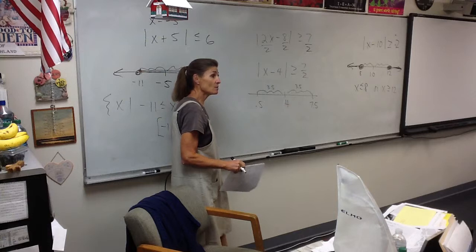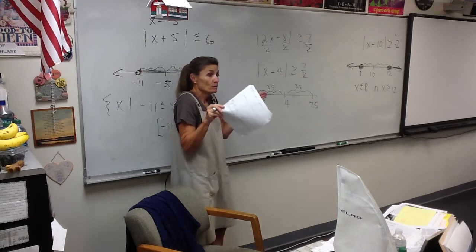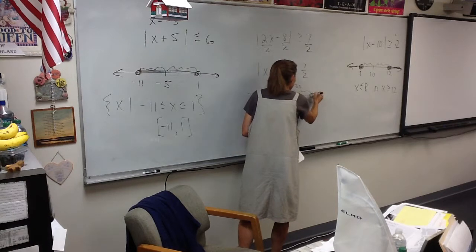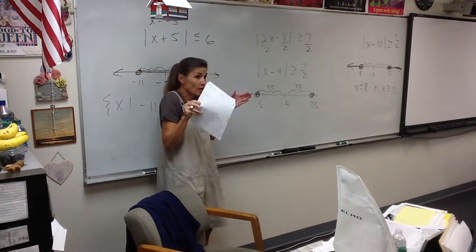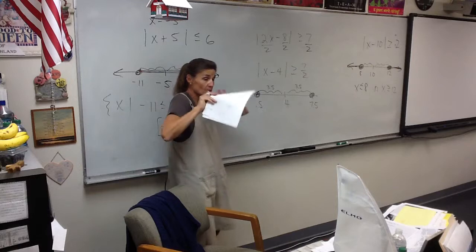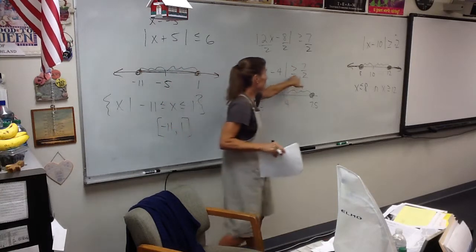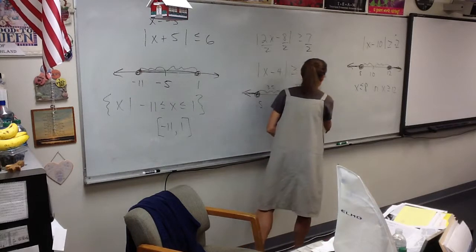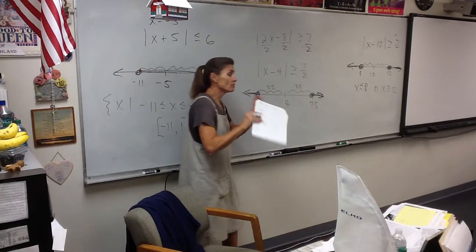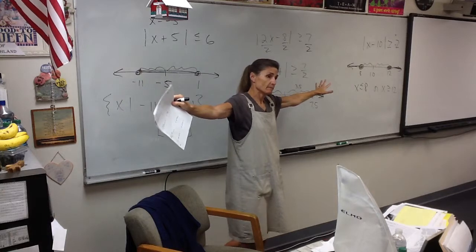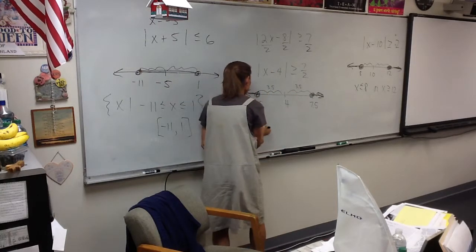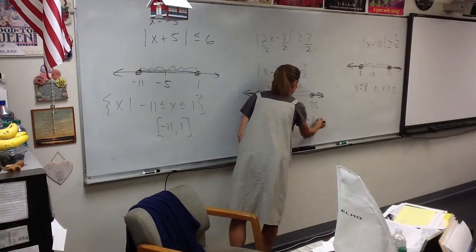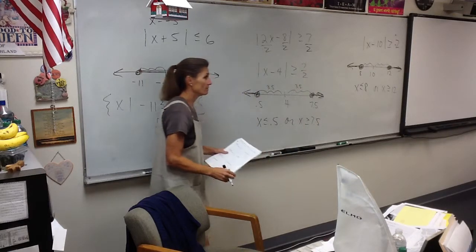And then what's the last thing we have to decide? Oh, yeah, I need dots, so there'll be closed circles. Then I need to decide if I'm going to shade in between the dots or outside. This one would be outside. Greater than means outside. Greater than means farther away. So my answer is everything less than or equal to 0.5 or greater than or equal to 7.5.